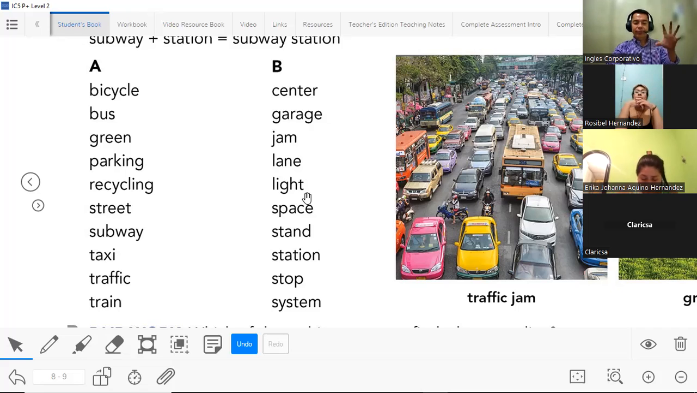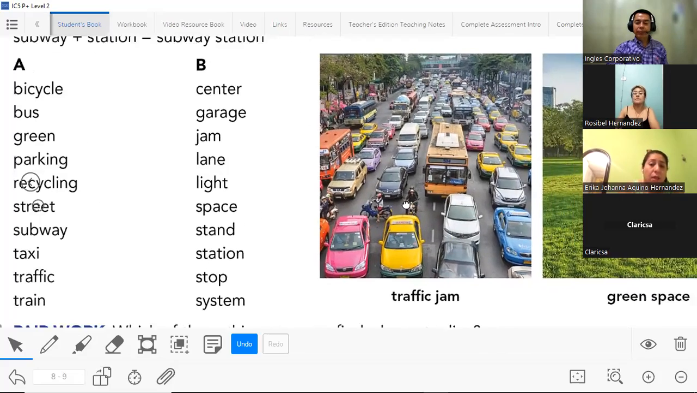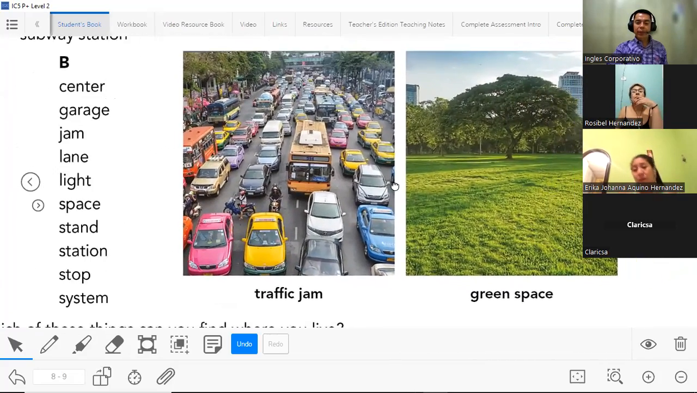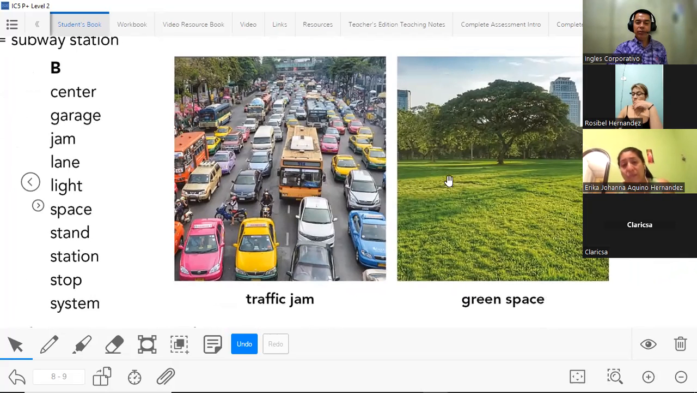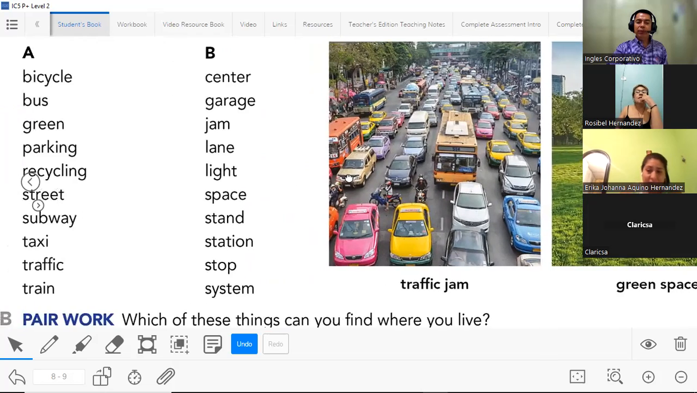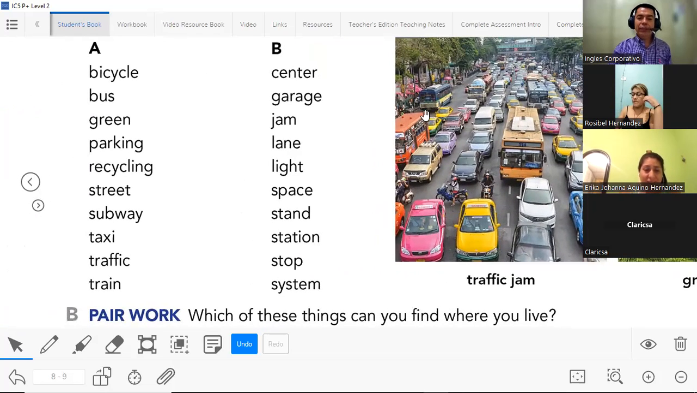Light, space. Then, station, stop, system. Look, here we have some examples: traffic jam, trabazón, la de los salvadoreños, ya ven que no solo aquí en El Salvador, en otros lugares también. En green space, look, que también nos estamos quedando sin espacios verdes. Okay, good, that's it.